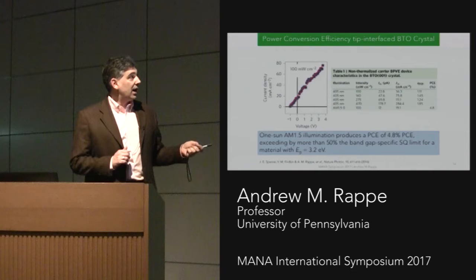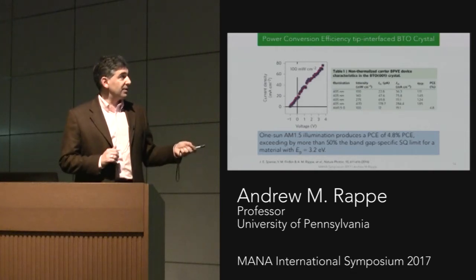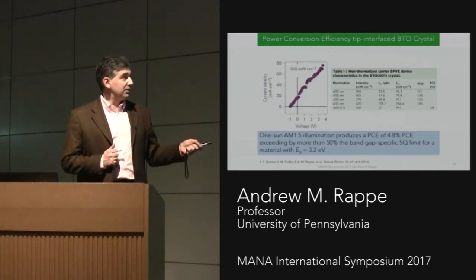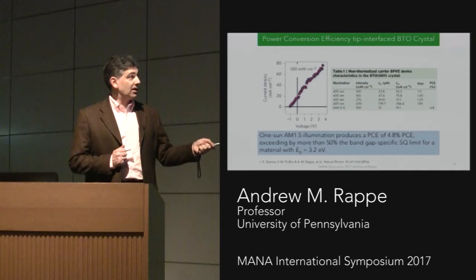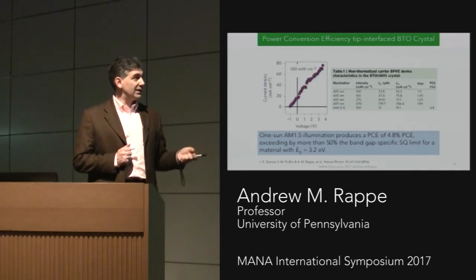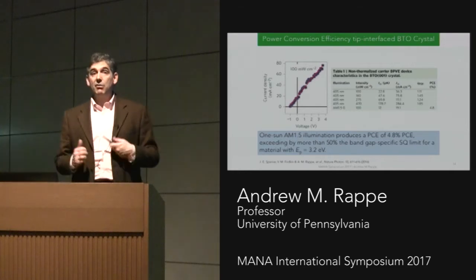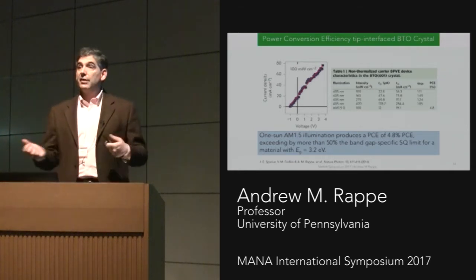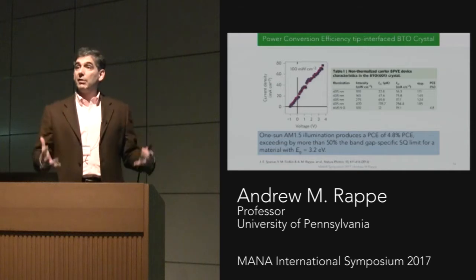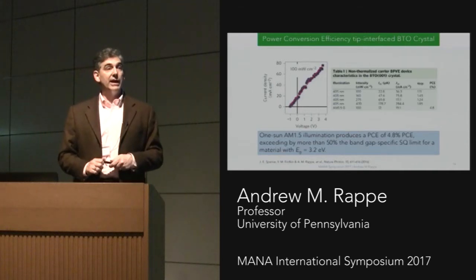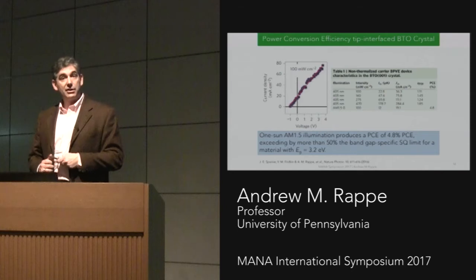Okay, and so this table reports a series of experiments on this same geometry, the barium titanate crystal with a tip, using blue light and varying the intensity and seeing the current increase. And then using AM 1.5, I would draw your attention to this number, the power conversion efficiency for the simulated sunlight, my experimental friends find to be 4.8%, which is 50% higher than the Shockley-Queisser limit for the relevant band gap of barium titanate. And so that's really very exciting news.